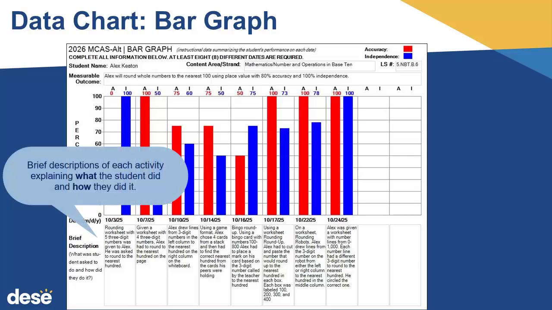And then the brief descriptions are underneath. And those brief descriptions would explain what the student did and how they did it. One thing we used to talk about with teachers is if you had 2 different color highlighters and you went through your brief descriptions, could you highlight what the student did in one color and then how they did it in a different color? So each one would have 2 different colors on it.